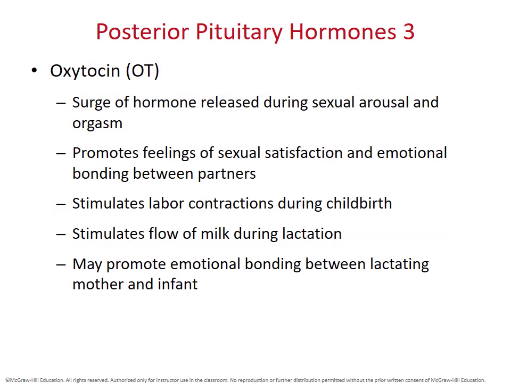Oxytocin, the second hormone released by the posterior pituitary, but again made by the hypothalamus, is also known as Pitocin. Pitocin technically is the synthetic version of oxytocin, and of course we're familiar with Pitocin because many women have been administered Pitocin to assist during labor and delivery.